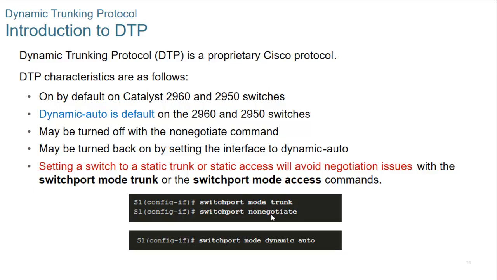Setting a switch to a static trunk or static access will avoid negotiation issues with the switchport mode trunk or switchport mode access command. So when you use these two commands, switchport mode trunk, switchport mode access, what you are doing is you are telling that particular port that you are a trunk port or you are an access port. So they will just follow that. Dynamic trunking protocol is, I'm not sure which one, but I'll negotiate.